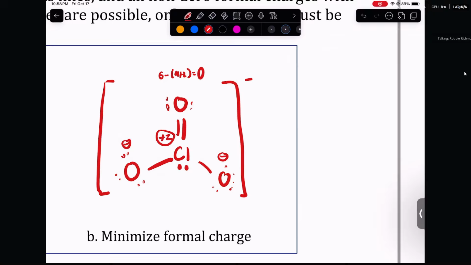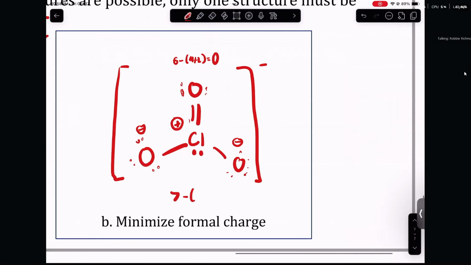Now, for this chlorine in the middle, this formal charge is going to be +1 because, sorry, 7 minus, and that was 7 over there. 2 dots plus 4 lines. That's going to be a plus 1. Cool. Now, is this fully minimized?